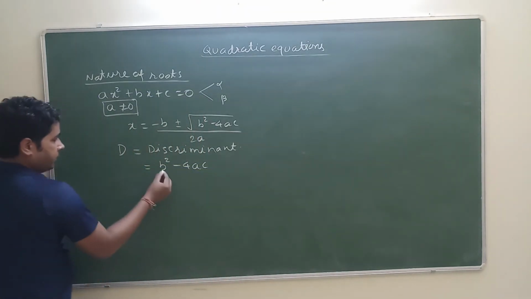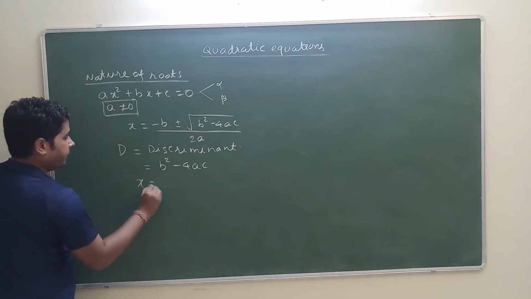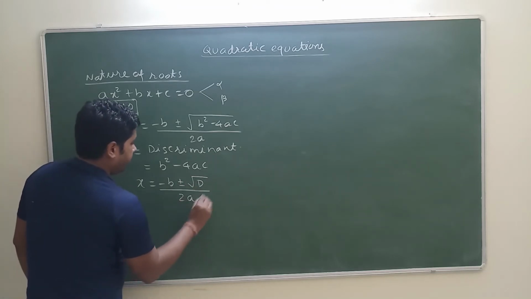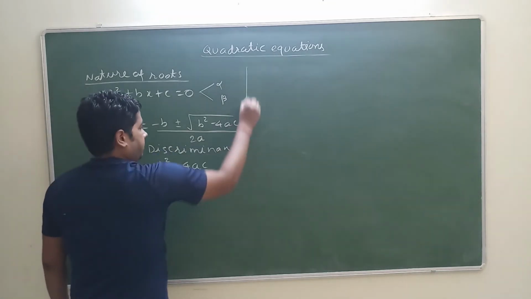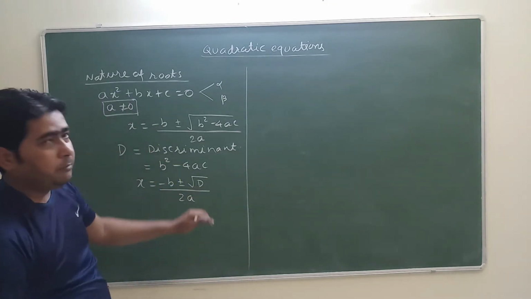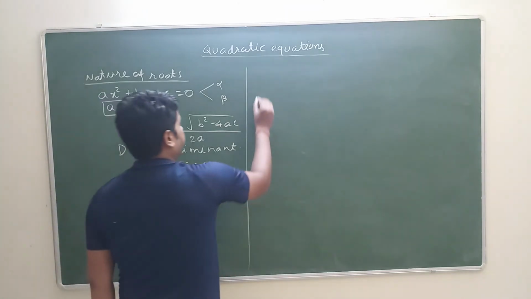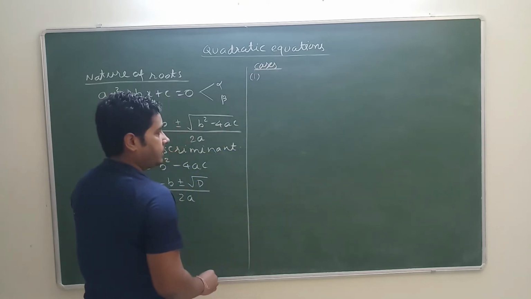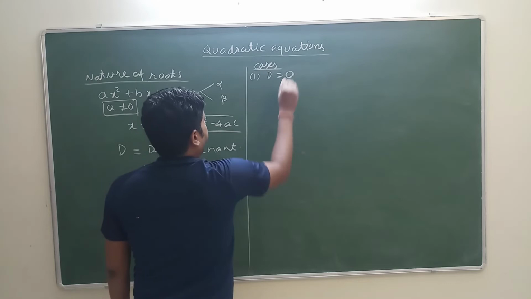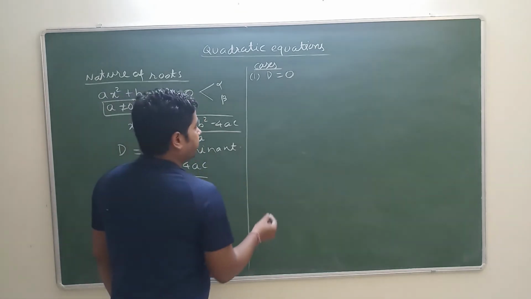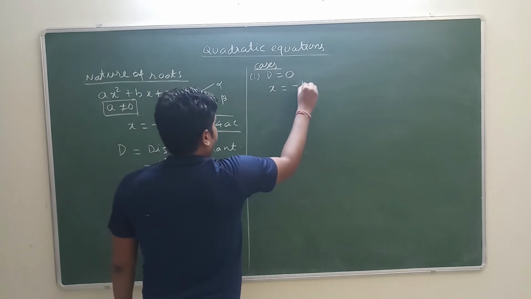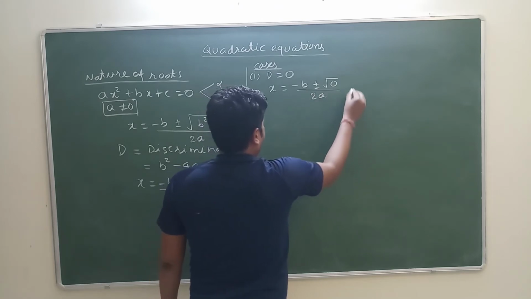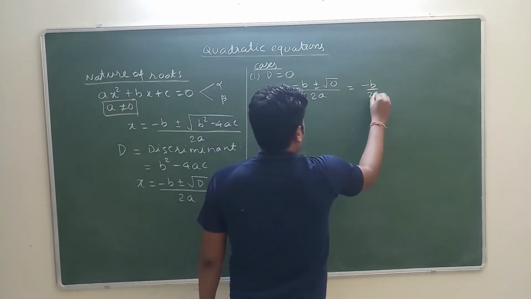Let's see the nature. So based on this D, the value of x will be minus b plus minus under root of D divided by 2a. Based on this D, there will be three possible cases. Case number 1, when the discriminant is 0. When the discriminant is 0, your x will be reducing to this form divided by 2a. So this will be minus b upon 2a.